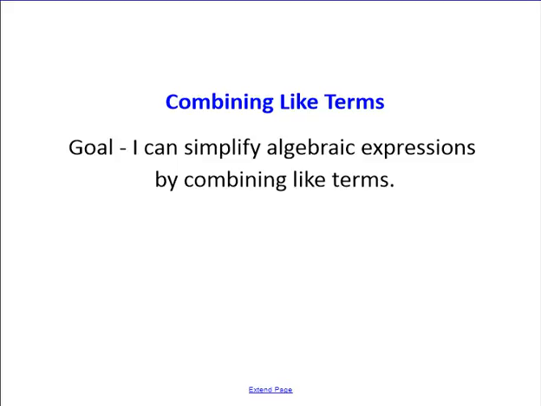Alright, in this video we're going to talk about something called combining like terms. Combining like terms is going to be the foundation for taking all of those constants and coefficients and variables and combining them together so that we can take these really long expressions and make them as small as possible.